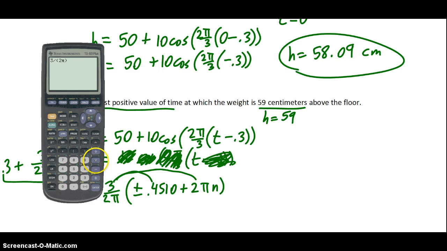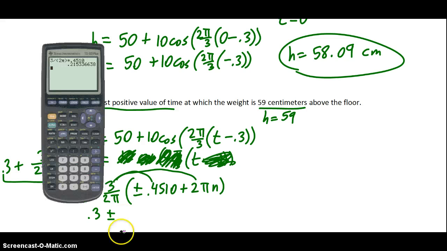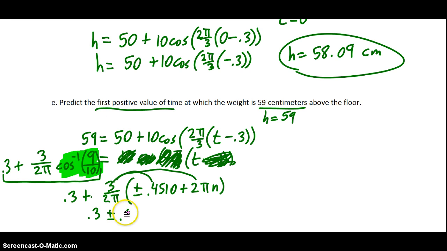So, times 0.4510. Trust me, if you don't have the parentheses there, you will get a completely different wrong answer. Alright, so we have 0.2153. So we have 0.3 plus or minus, because positive times plus or minus is that. 0.2153 plus 3 over 2 pi times 2 pi n.